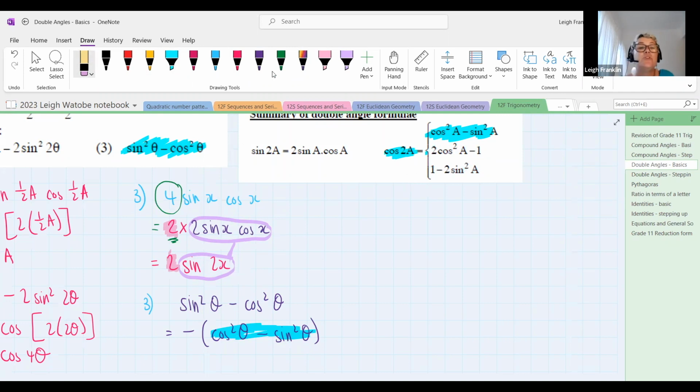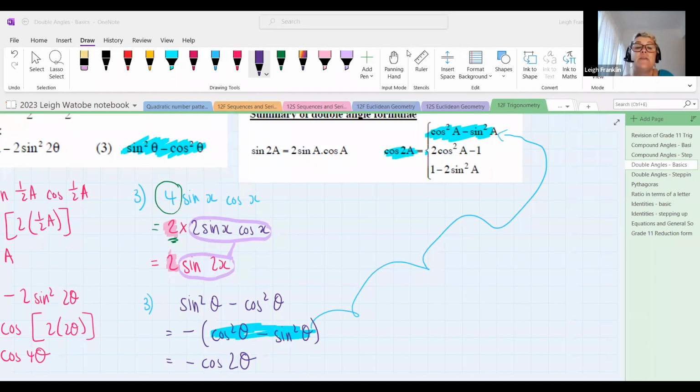Okay, so I'm rubbing the other two out. We can see that this over here is now identical to that one over there. All right, so it is our cosine double angle, only now it is negative. Okay, so we would write this as negative cos 2 theta, because it's negative because they want you to factorize. They want you to take out the negative.